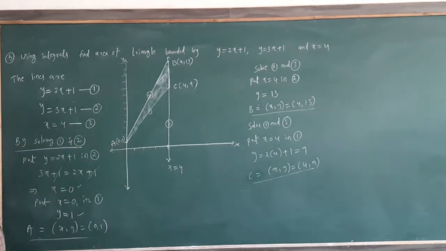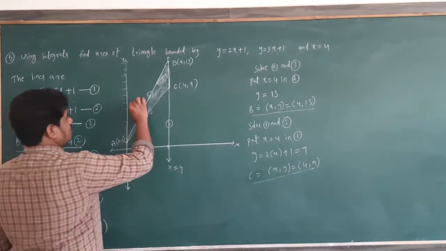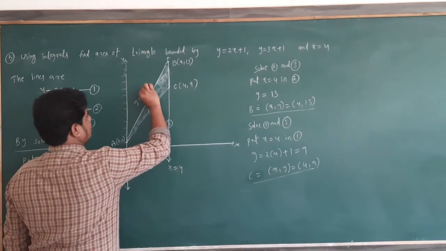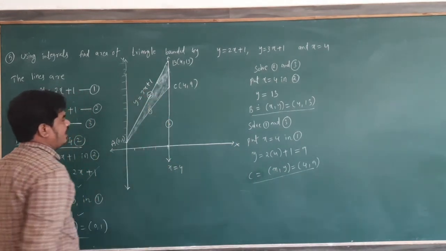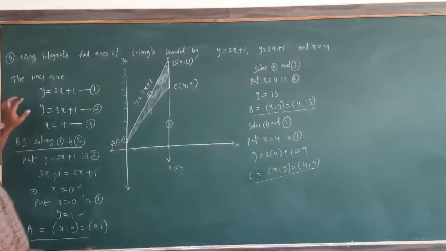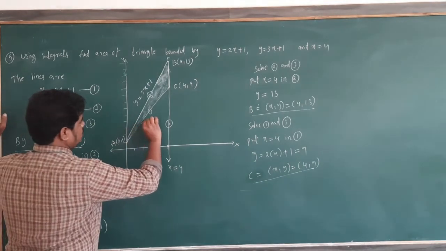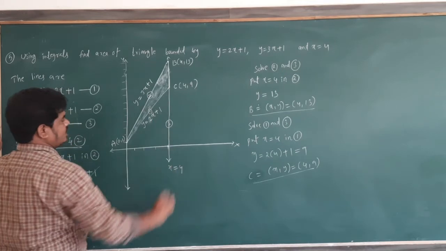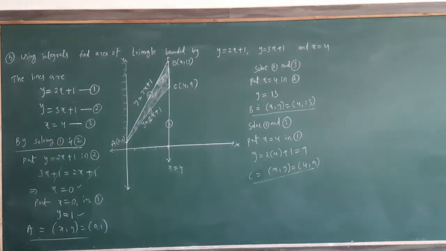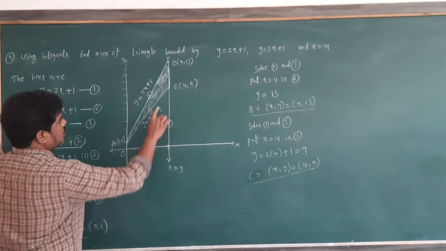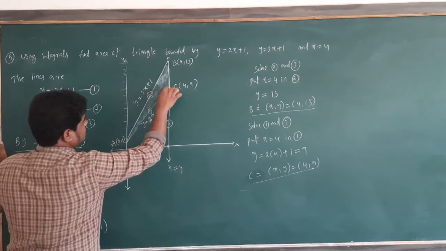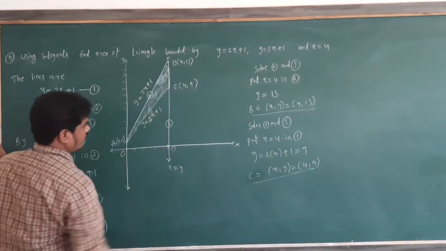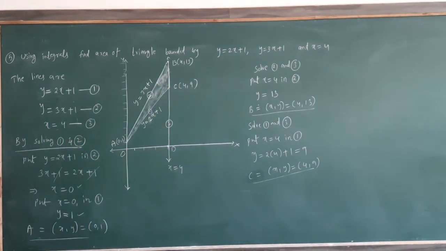Okay, line 2. Line 2 ಅಂದ್ರೆ ಏನು ಬೇಕಿಲ್ಲಿ? Okay, y is equals to 3x plus 1. Line 1 is what? y is equals to 2x plus 1. Now take this as O, A, B, C, D. Now required area is equal.